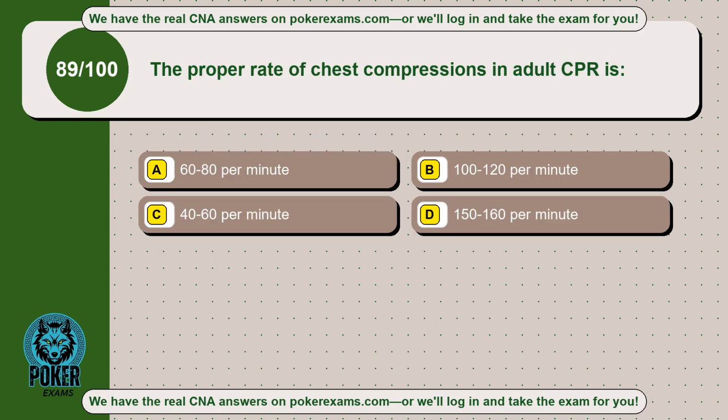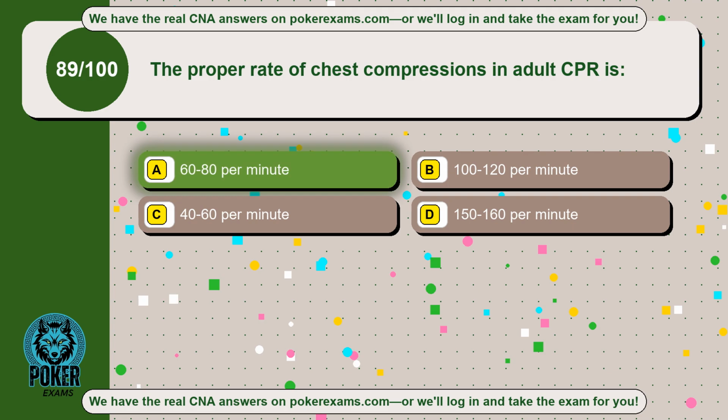Question 89. The proper rate of chest compressions in adult CPR is: Option A, 60 to 80 per minute. Option B, 100 to 120 per minute. Option C, 40 to 60 per minute. Option D, 150 to 160 per minute.